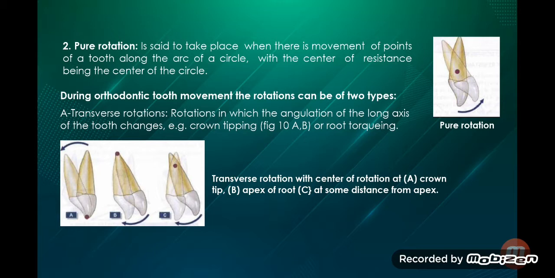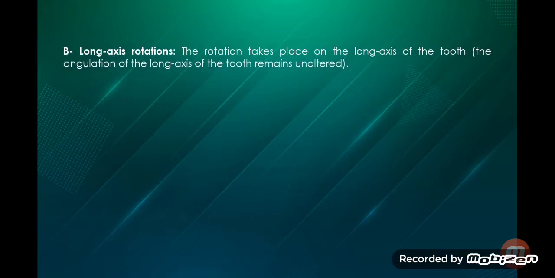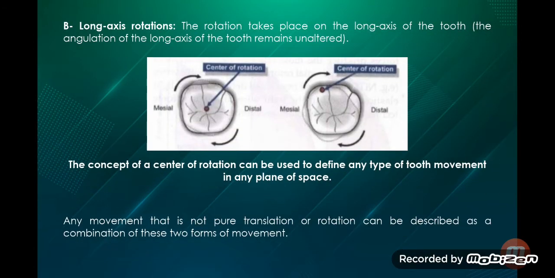During orthodontic tooth movements, the rotations can be of two types. First, we have transverse rotations, in which the angulation of the long axis of the tooth changes. Example, crown tipping or root torquing. Second, we have long axis rotation. The rotation takes place on the long axis of the tooth. The angulation of the long axis of the tooth remains unaltered.